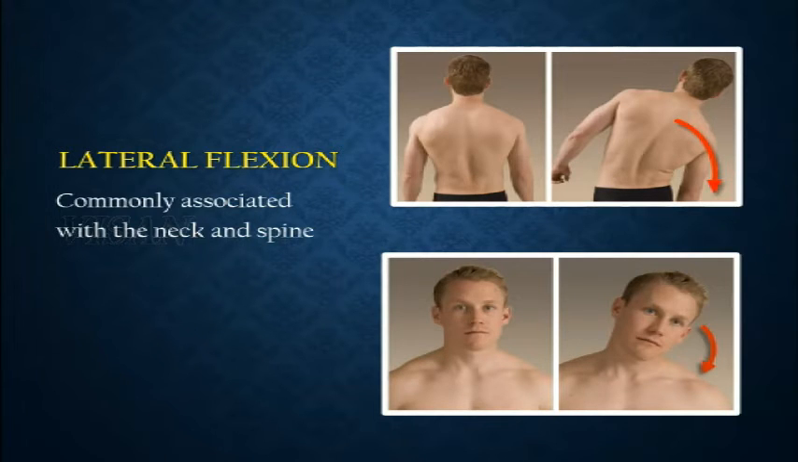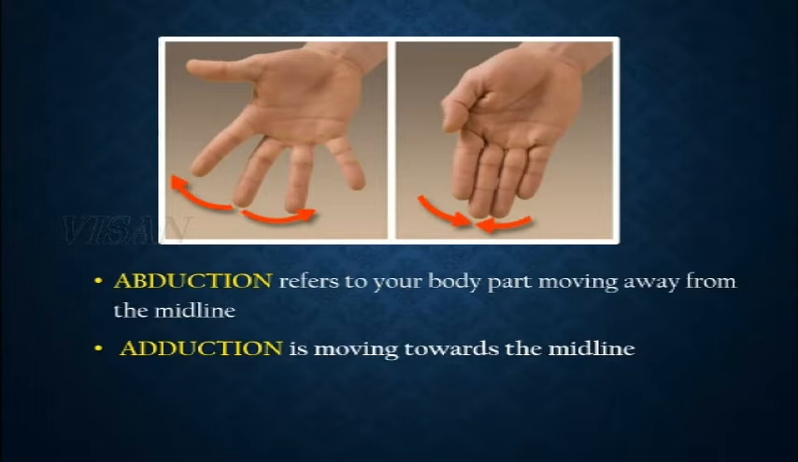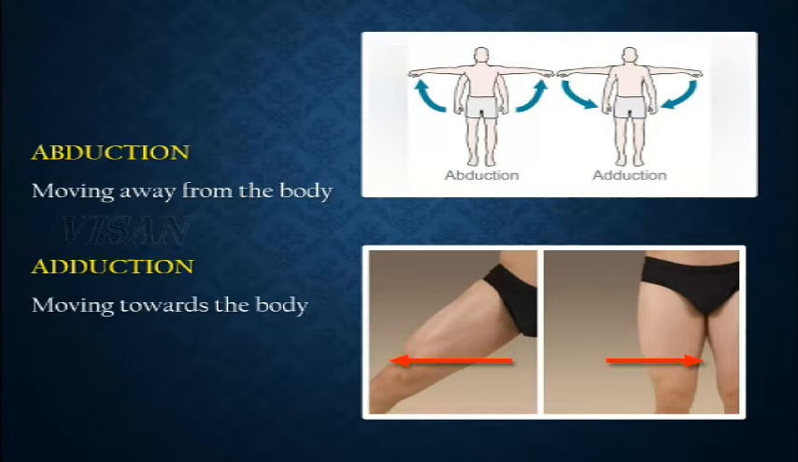The term abduction refers to the part of the body that is moving away from the midline. For example, in the palm, consider the middle finger as the midline, and the fanning out of the fingers away from the midline is called abduction, whereas the opposite is called adduction. Here, towards the middle finger, all the other fingers are coming close together or added to the middle finger. This is called adduction. So abduction is moving away from the body, whereas adduction is moving towards the body. Here we can see the upper limb abduction and adduction as well as the lower limb abduction and adduction.